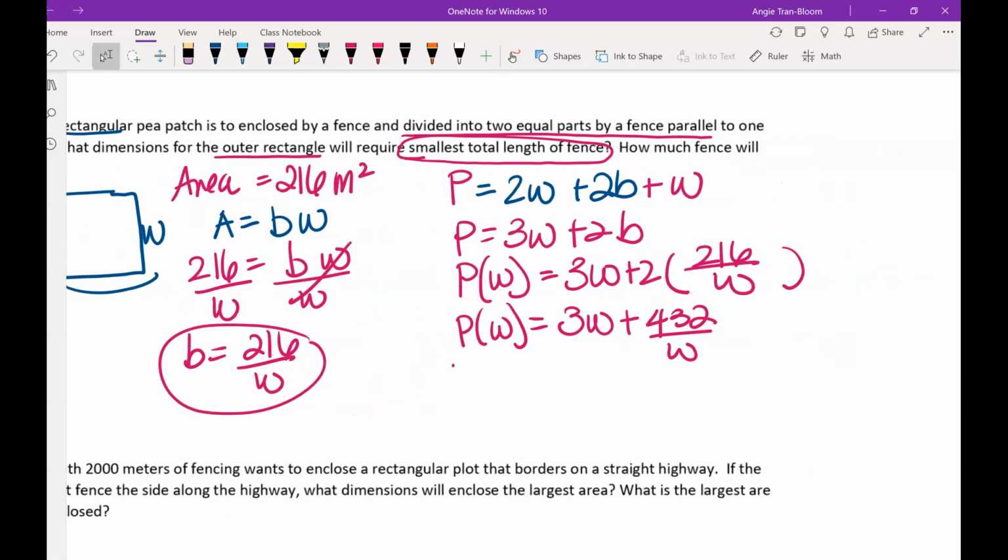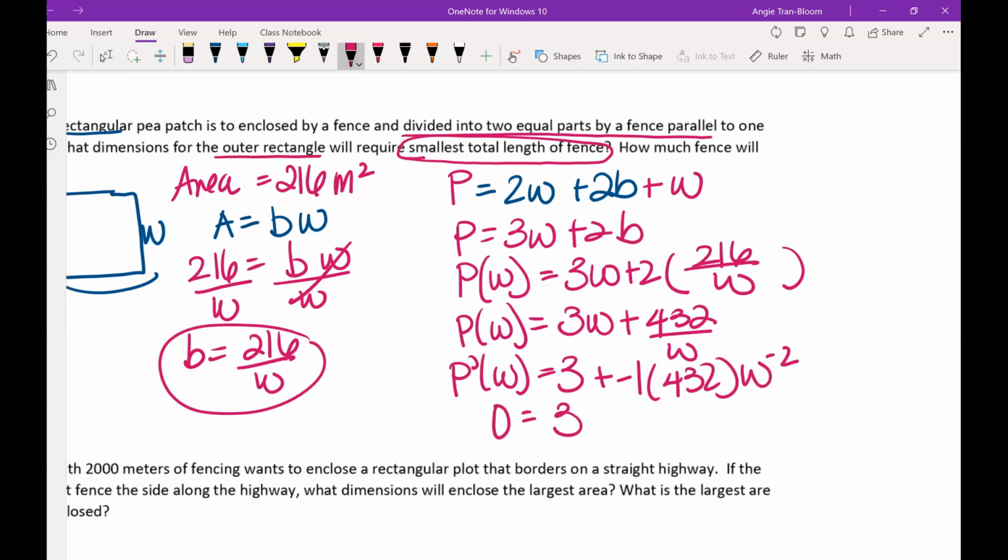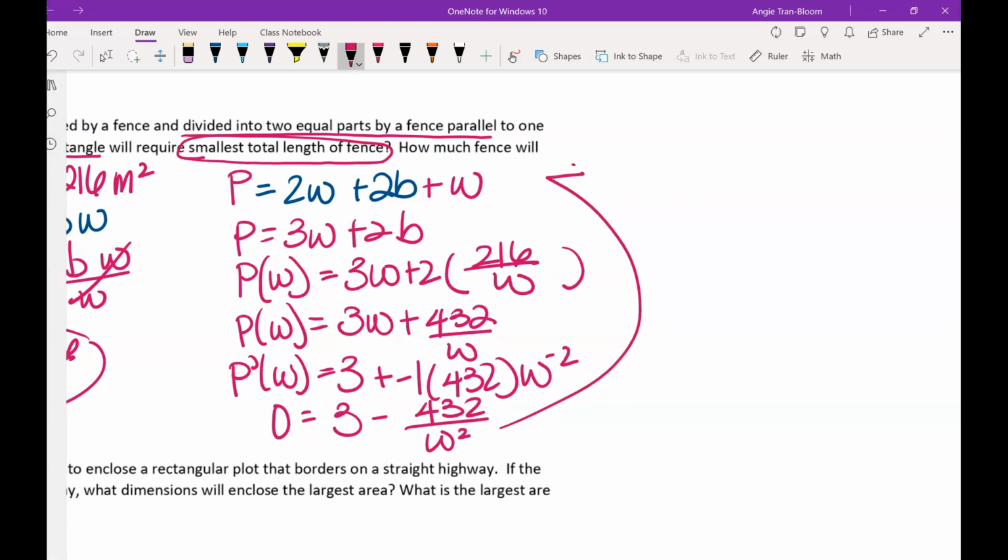I'm going to do the first derivative. I'm going to use the power rule. So P prime of W equals 3 plus, this is the same as 432W to the negative 1. So minus 1 W to the negative 1 minus 1, times 432, W to the negative 2. And from there, we are going to set it equal to 0 to see if we can solve for our critical point. Okay, I'm going to make it into a common denominator of W squared. So 0 equals 3W squared minus 432 all over W squared.